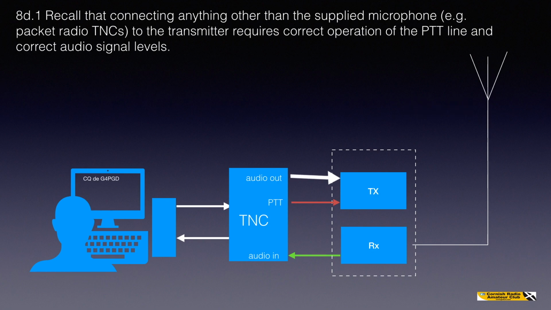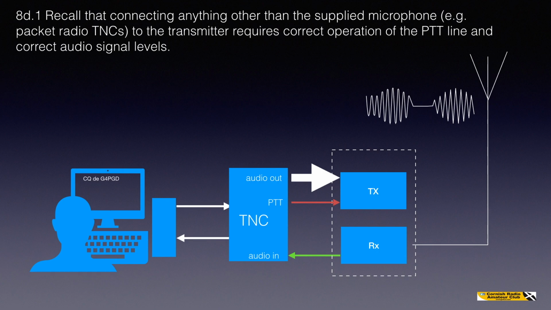However, if the TNC level is too large, as shown by the thick white arrow there, and the mic gain is not adjusted on the transmitter, then you will over-deviate or over-modulate, as we've shown over-modulation of an AM waveform there. And that is a bad thing, and if you need to know why, have a look at the video on transmitters. So there we have an undesirable situation.